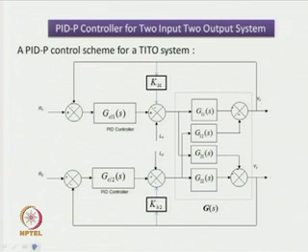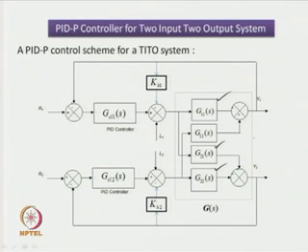What does a 2 input 2 output process look like? The process is denoted by 4 subsystems given as G11(s), G12(s), G21(s), G22(s). So, a 2 input 2 output process can be represented in this form.